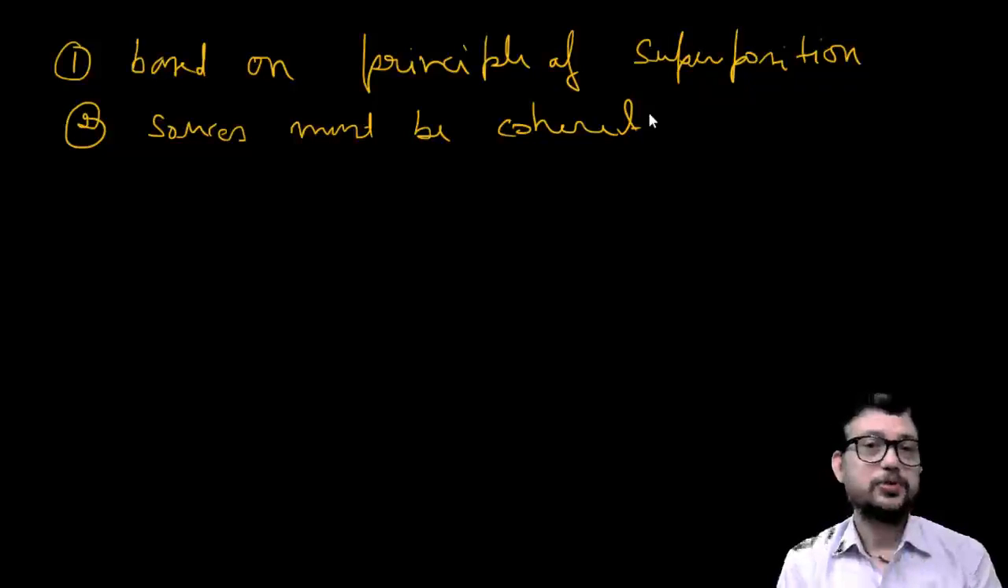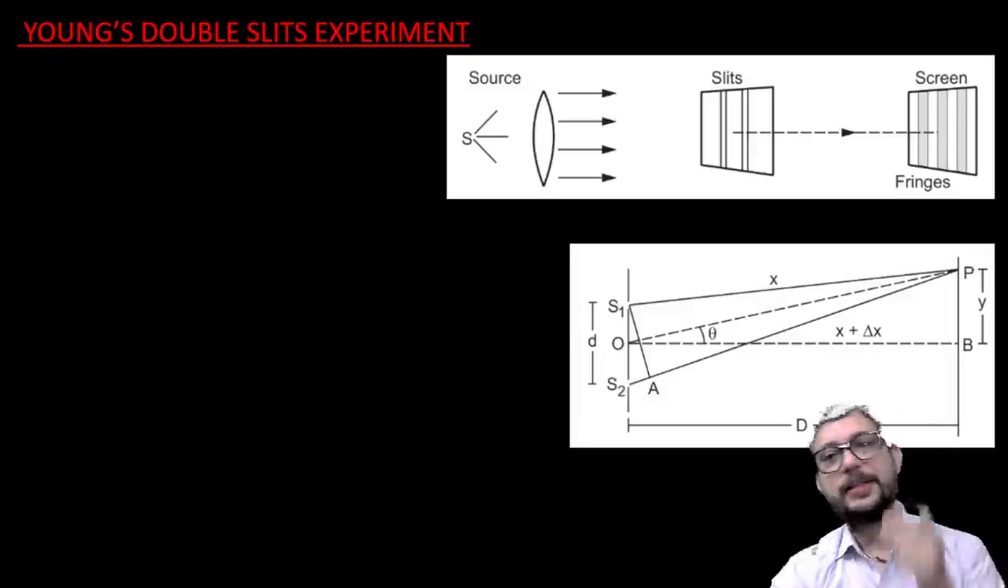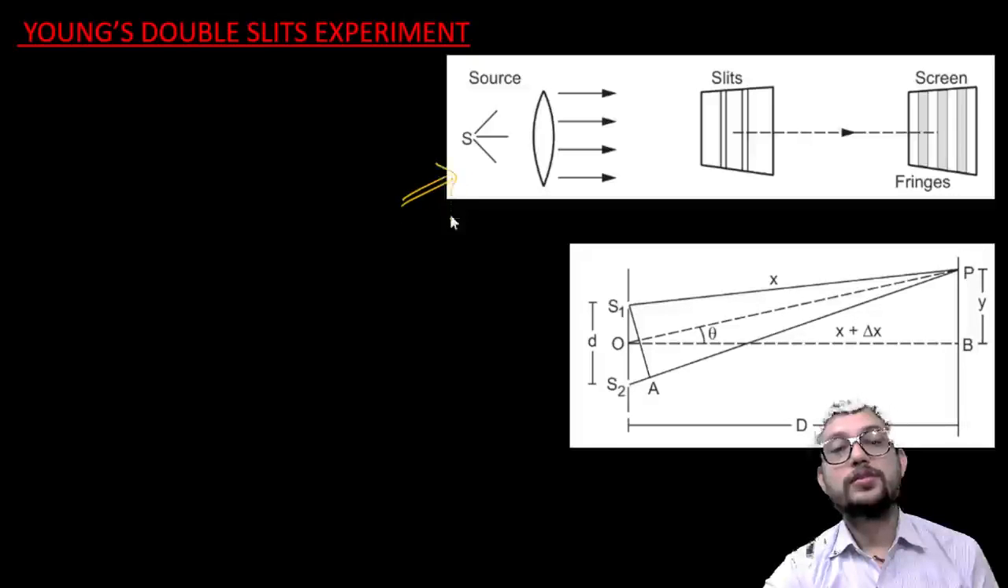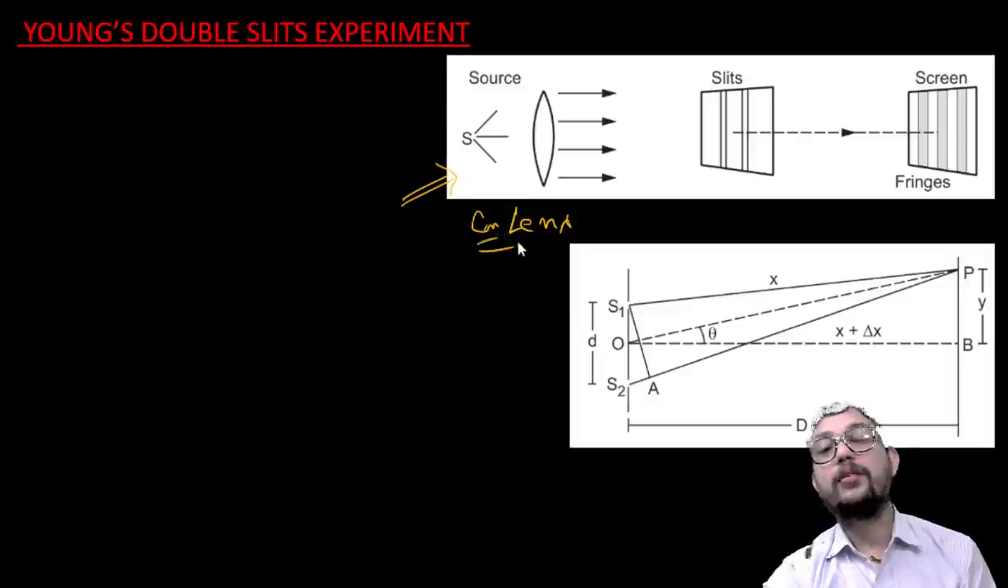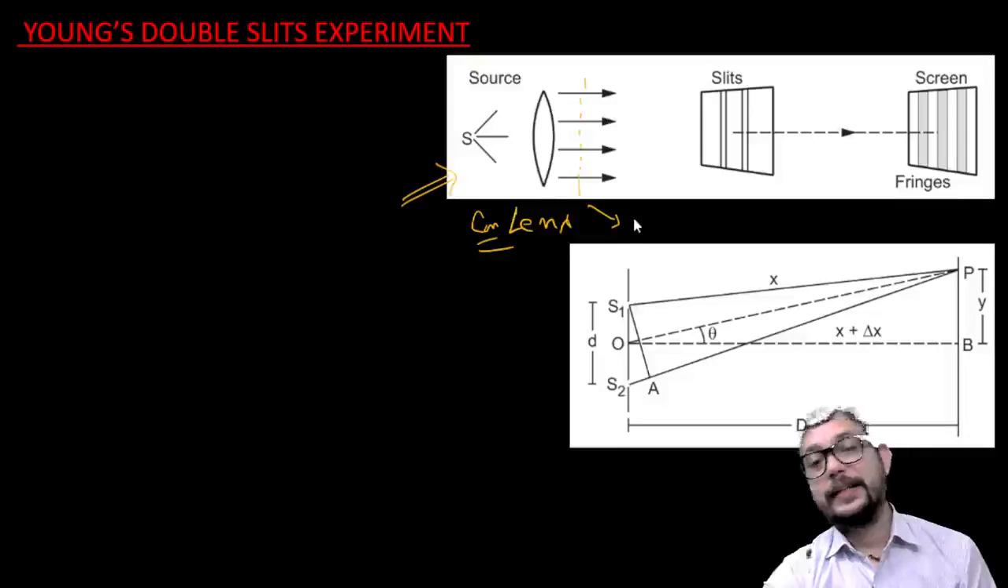Now we will come to the main experiment, that is Young's double slit experiment, as you can see on your screen. In Young's double slit experiment, Young took a source which is passing through a lens, this convex lens. Why did he take a convex lens? Because the wavefront should be planar. So if we draw a wavefront on the light coming from that convex lens, we get a planar wavefront.